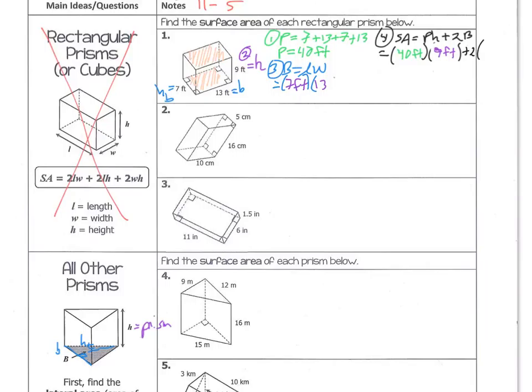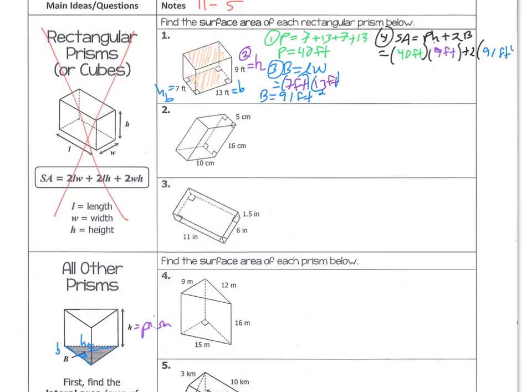I have base times height or length, length times width, right? Perhaps if I had used length times width, we wouldn't have that confusion. Agreed? Right? All right, so if I multiply 7 times 13, I get 91. Big B is 91 feet squared. So that's what we're going to plug in over here, 91 feet squared.